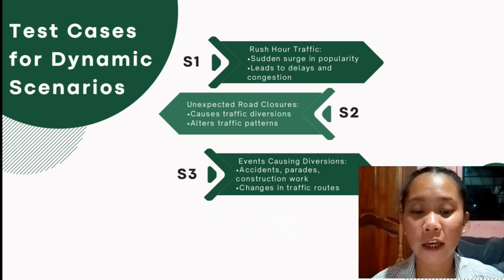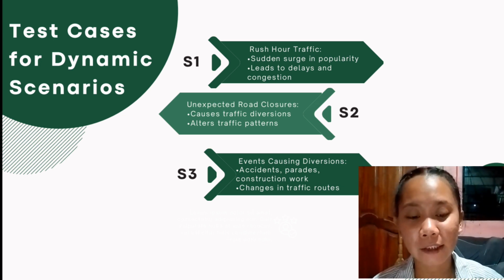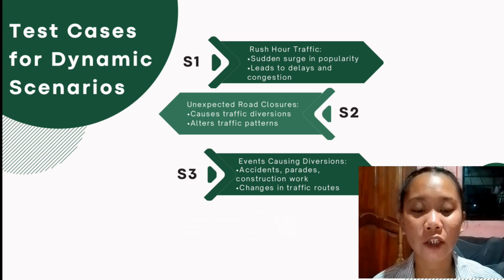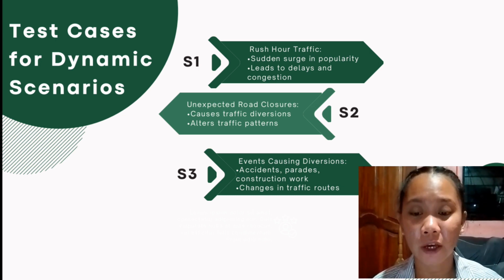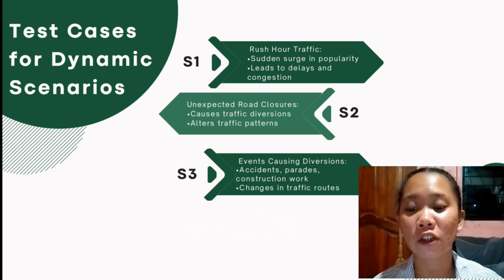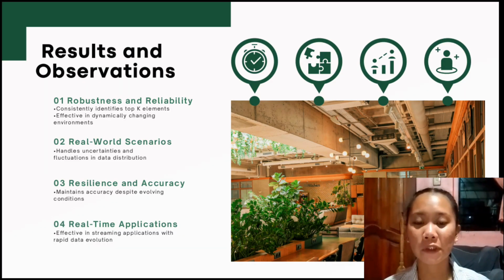For scenario 3, events causing diversions: accidents, parades, construction work, and changes in traffic routes. So by incorporating real-time data on events that impact traffic, the algorithm adjusts to reflect changes in traffic routes, providing relevant top K destinations. Results and observations.